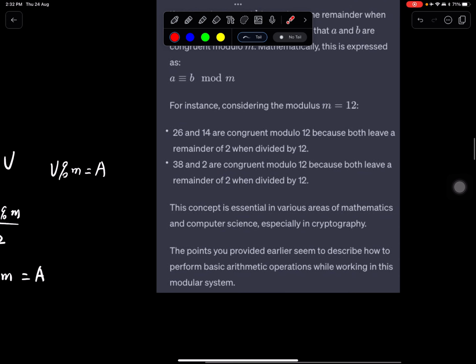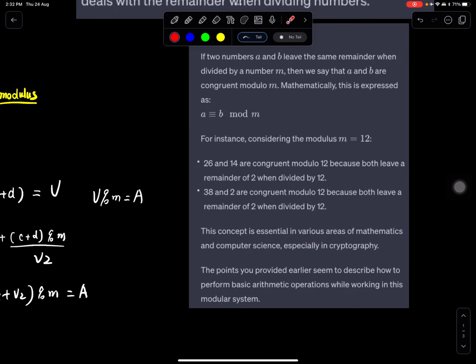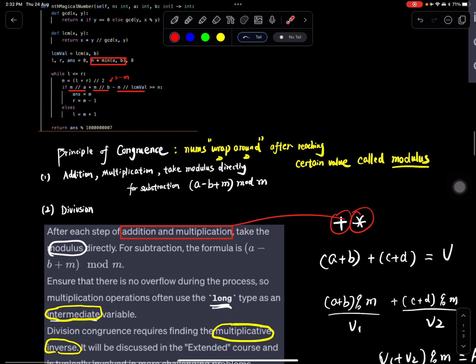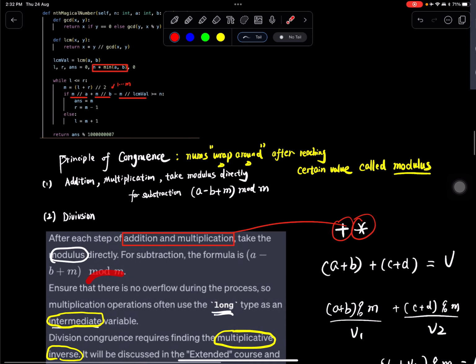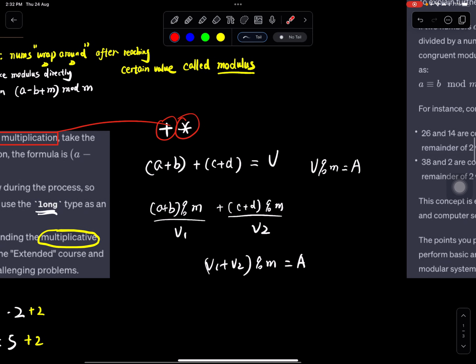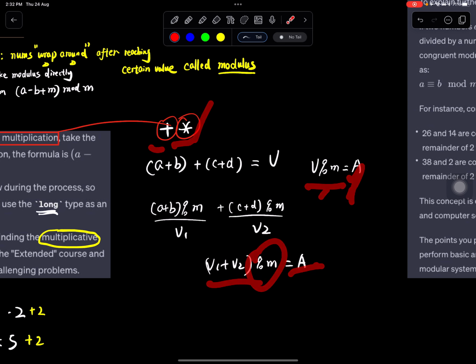This concept is essential for various areas of mathematics and computer science, especially cryptography. You can see how we apply the principle of congruence for addition and multiplication: you take the modulus directly. For subtraction, you do (a minus b plus m) modulo m. Why? Because you won't return a negative number. So for example, this plus this is actually equal to this, then mod m is the same. The same applies to multiplication.